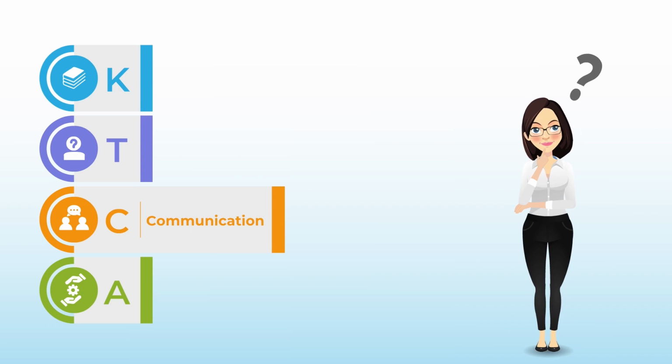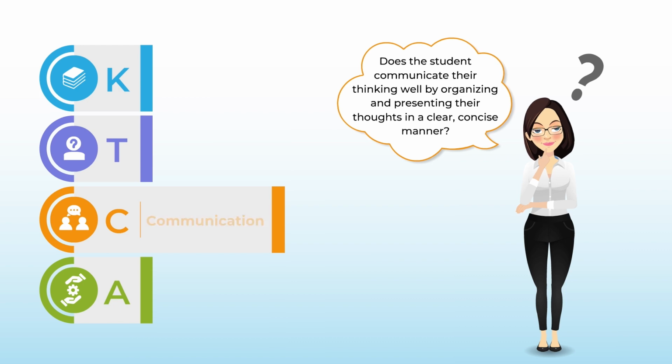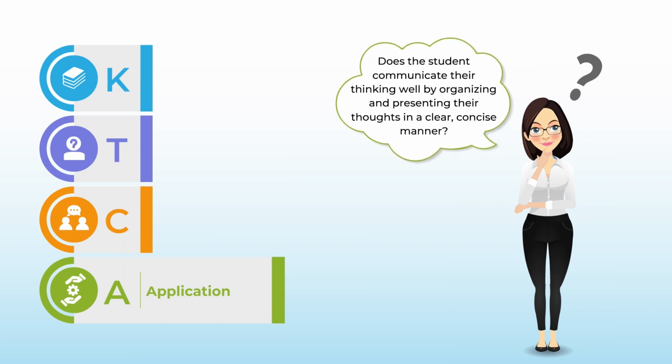C stands for Communication. Keep this guide question in mind in grading students in this category. Does the student communicate their thinking well by organizing and presenting their thoughts in a clear, concise manner? A stands for Application. Keep this guide question in mind in grading students in this category. Can the student connect content learned in class to the real world and/or their lives?